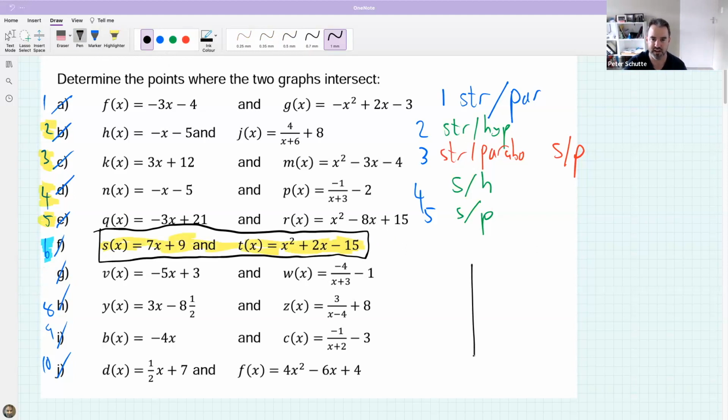This is a straight line with a positive gradient, so it probably looks something like that. And this is a happy parabola, so it probably looks something like this. And so you're trying to find these two points over here. What should I do first?